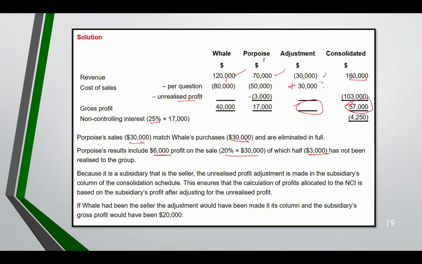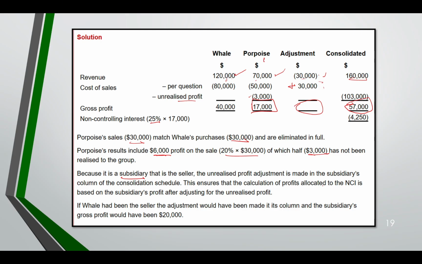So it is 25% of 17,000, because you only have to take P's share. From here you have to take 25%, not the entire gross profit, not the consolidated gross profit. Right? So please understand these notes, because in this case it is the subsidiary who is the seller. So the unrealized profit adjustment is made in the subsidiary's column.